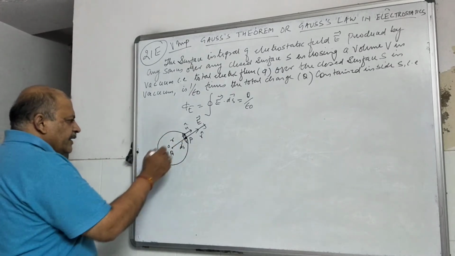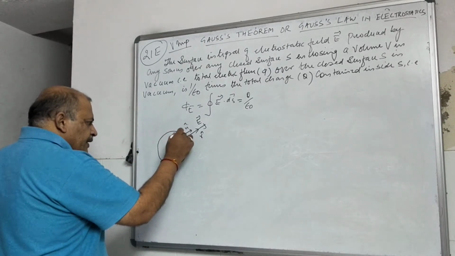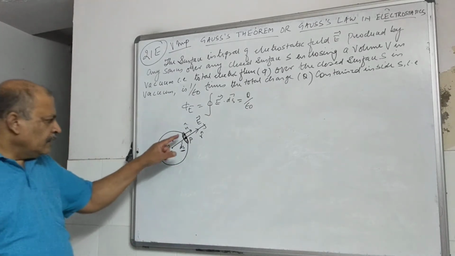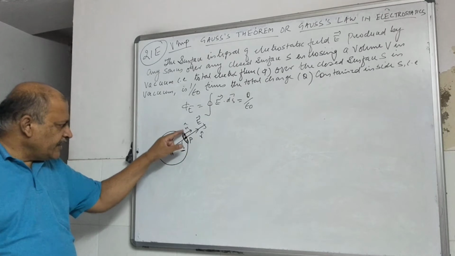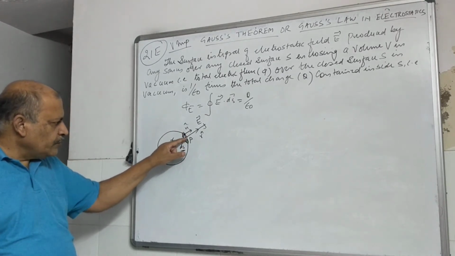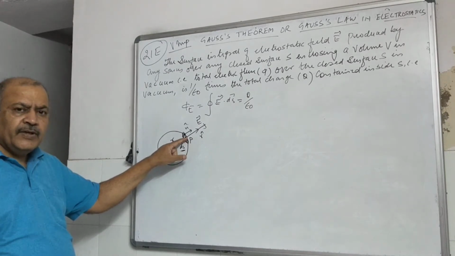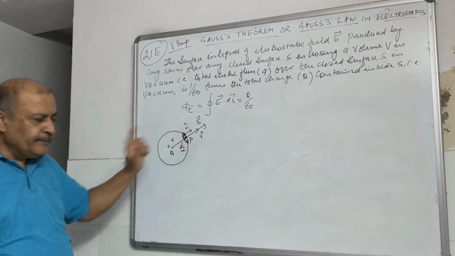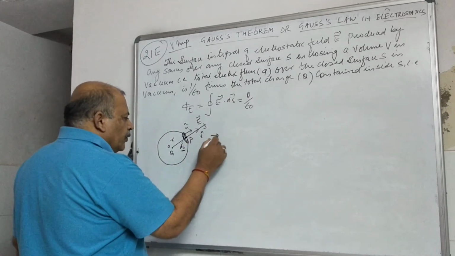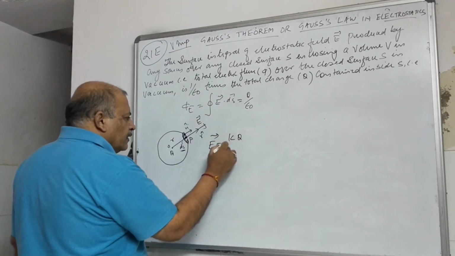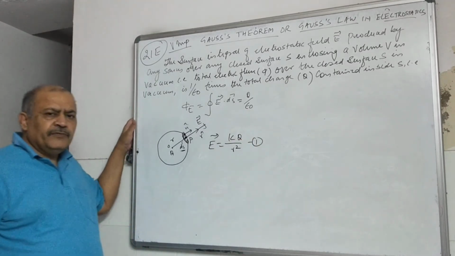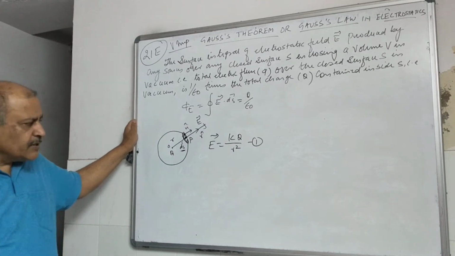Out of this area S, we have taken a small area which I have written here as ds. Now this is the point P where this area is considered. This is the charge Q. From this charge Q we are calculating the electric field intensity at this point P. What is the value of electric field intensity at point P? That is kq upon r square. You know electric field intensity at a point is kq upon r square.